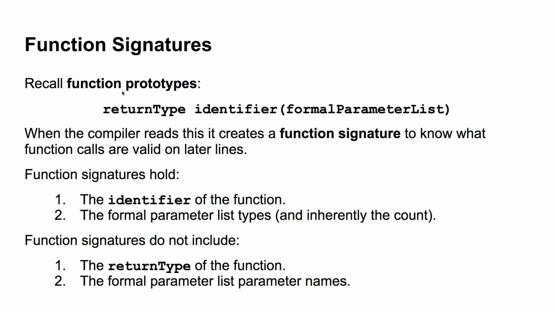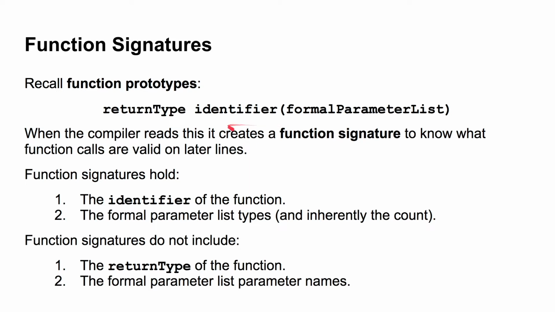Recall that we have function prototypes, and those look just like this, where we have some function, and we're going to have a return type for that function right here, and we'll have an identifier, what we are calling that function. It's the name of the function. And then inside we have a formal parameter list.